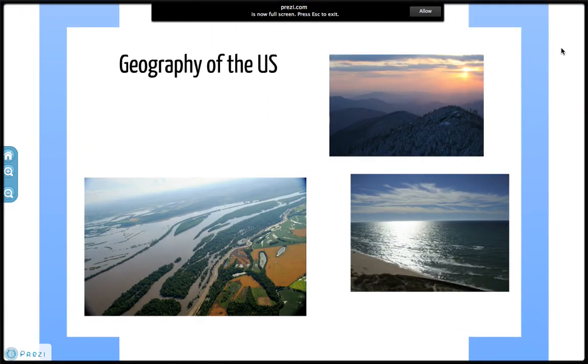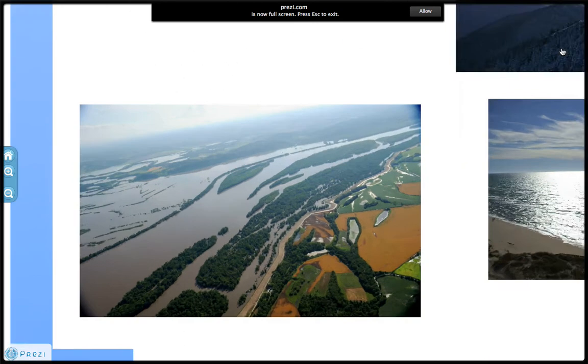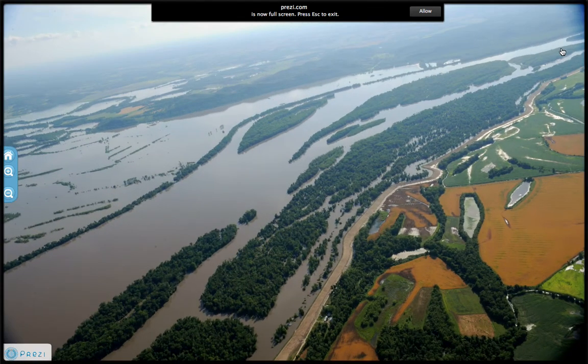First of all, before we get started, let's talk a little bit about the geography of the United States. As you can see here, I have three images. This one, does anyone know what this is? This is a river. Okay, and this is an aerial shot from an airplane, and this is very indicative of a river that would be around this area. This is something you would see around here.